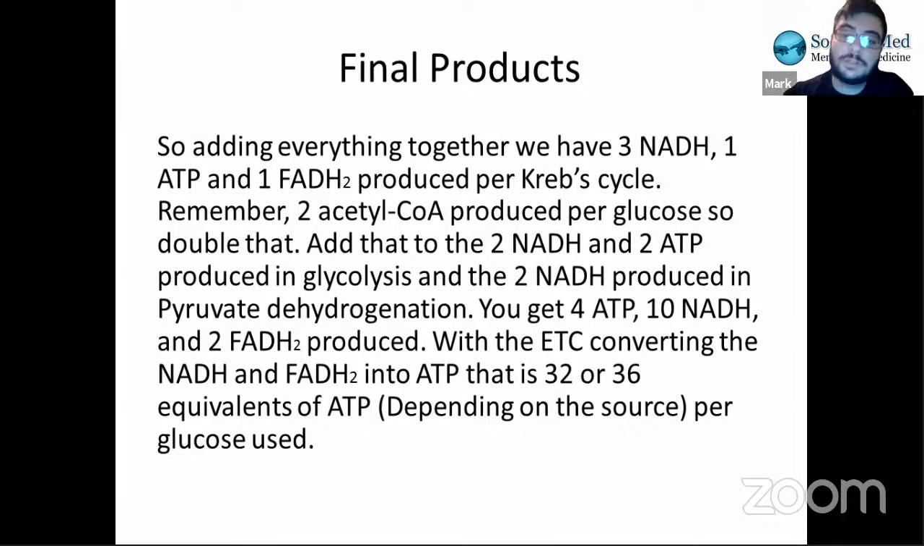With the electron transport chain converting the NADH and FADH2 into ATP, that is 32 or 36 equivalents of ATP. Again, it depends on the source. There's some contradiction, but I think the newer value is 32 rather than 36. So that's what I would suggest probably going with, but 36 is also an accepted value, a little bit older. It depends what the MCAT wants to do, but I doubt they'll ask you for counting. Okay, they'll usually tell you. So you get 32 or 36 equivalents per glucose used.